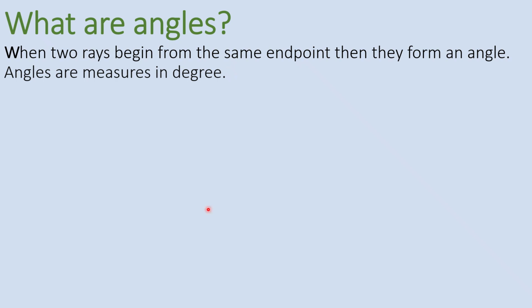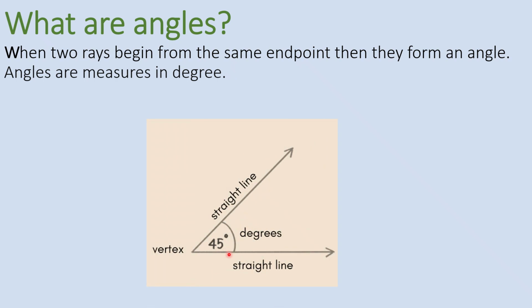Okay, so now let's see here with an image. These two straight lines, you can call them two rays. This is a vertex, this is a point. These two have the same endpoint and they are going in different directions. So when two arms or two rays begin from the same endpoint, that is this vertex, you can call it a point also, they form an angle. And we always measure angles in degrees: 45 degrees, 108 degrees. So this is the basics about angles.